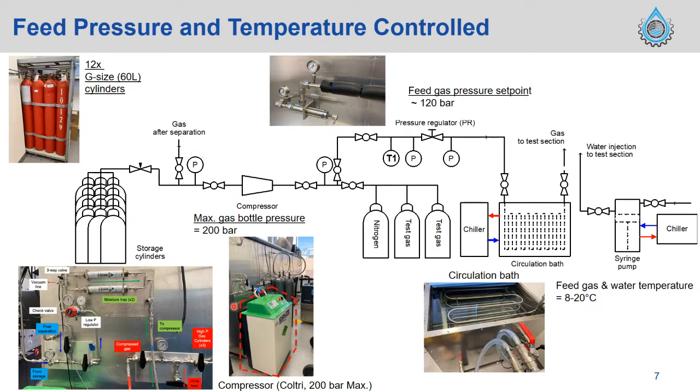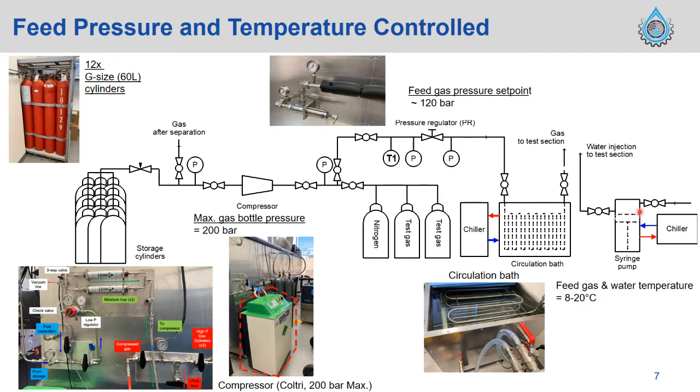So starting with the feed section. This is the backside of our setup. Starting with the high pressure gases, it goes through the pressure regulator. In general, we work with about 120 bar with the feed gas, and then the gas goes to our high capacity circulation bath, which is about 60 liters, and then connected to the high capacity chiller, which controls the feed gas temperature. And in parallel, we have the syringe pump, which allows us to inject the water.